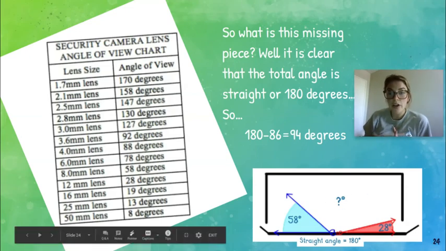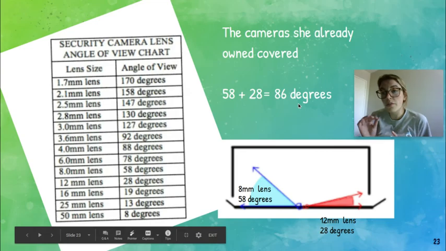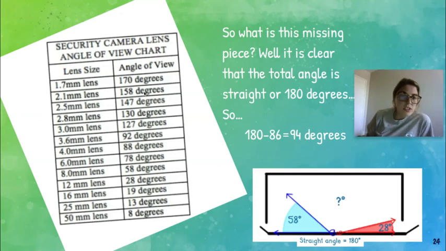how many more degrees does she need to cover? Okay, well, we added up the 58 and 28 on this last slide, and we found that she has a total of 86 degrees covered. The total amount of store coverage she needs is 180 degrees. So we took the 180 degrees, took away 86 degrees, and we're left with 94 degrees left. Well, let's look at the chart.